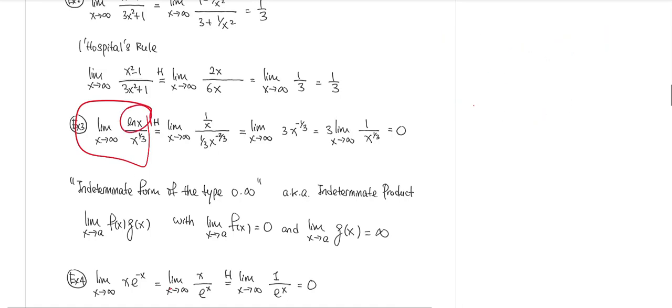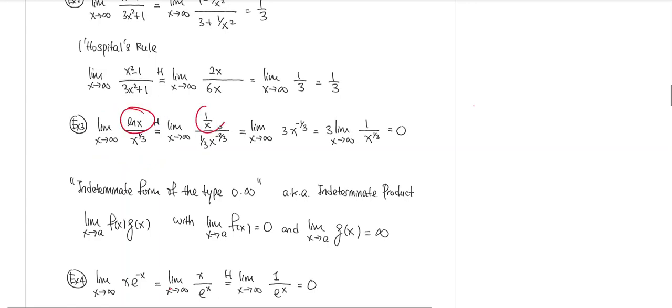So this is going to infinity. This is also going to infinity. So we do have infinity over infinity. So this is really an indeterminate form of the type infinity over infinity that's perfectly set up for us to use the L'Hopital rule. And we're using it right here. That's the reason why we have the h right here.